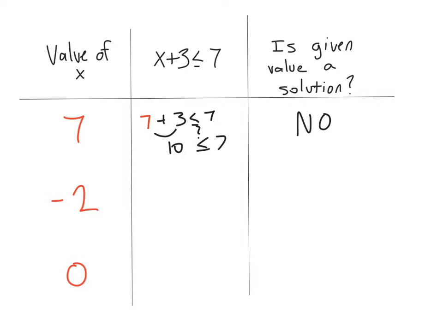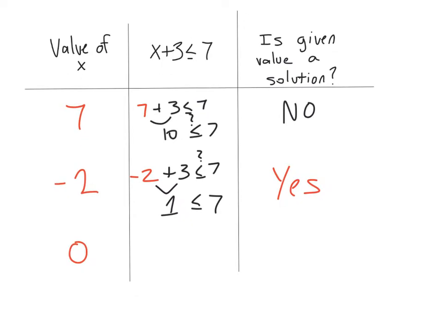Let's try -2 though. All right. Negative 2 plus 3, is that less than or equal to 7? Well, what's negative 2 plus 3? That'd be positive 1. Is positive 1 less than or equal to 7? Yes, that one is.